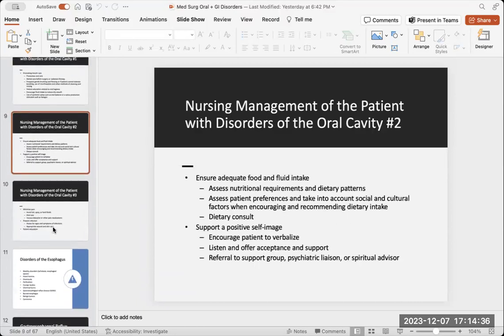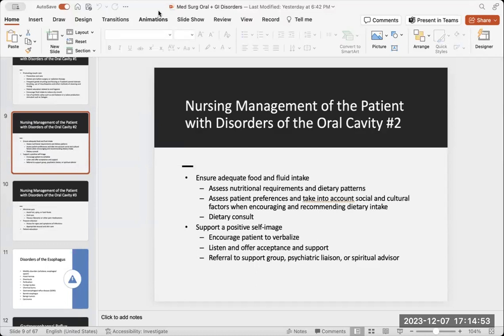Another thing, right? We have to make sure they have good food and fluid intake. So they need to speak with a dietitian. They need to speak with a speech language pathologist. Why? Because if they have trouble like swallowing, they will determine the extent and what types of food they can eat and drink safely.